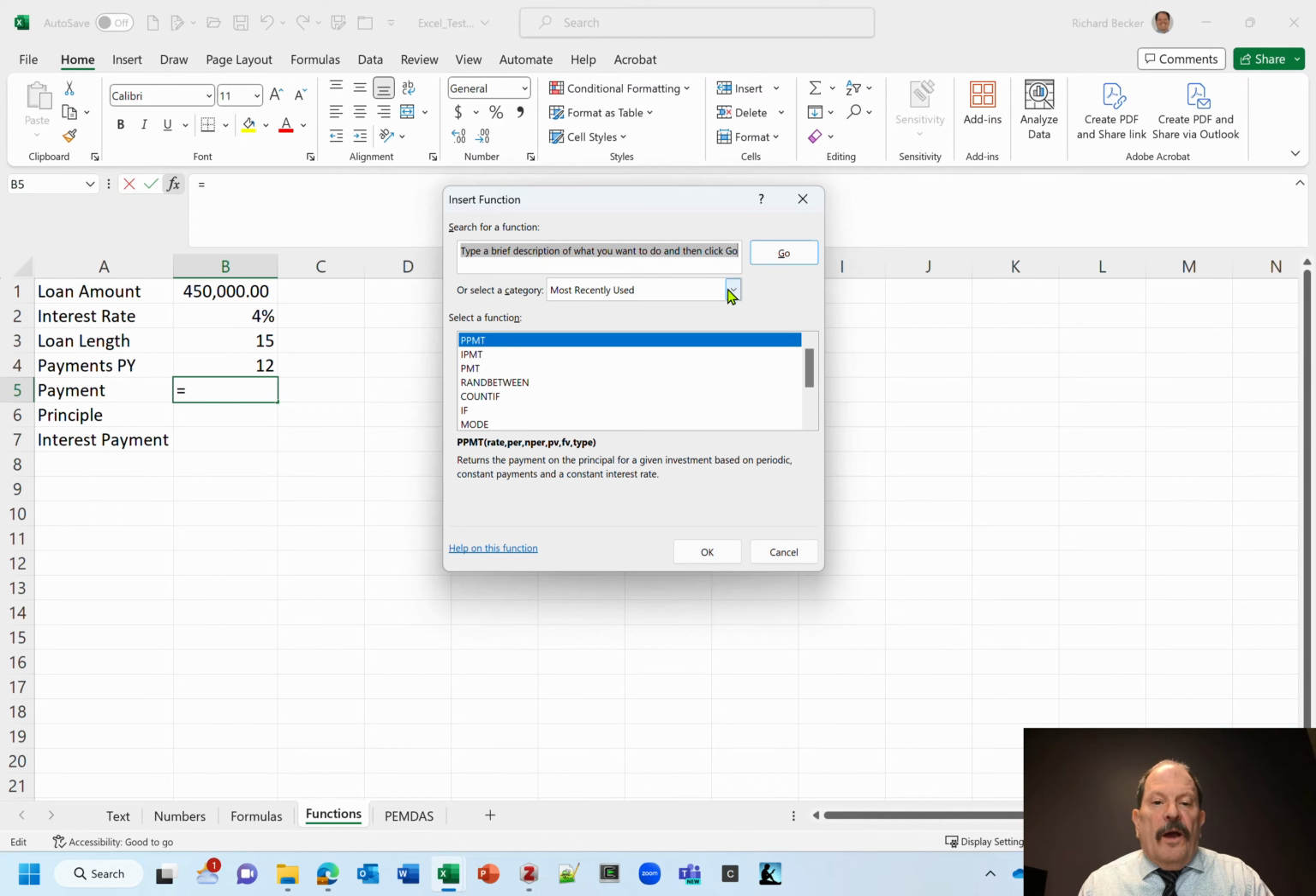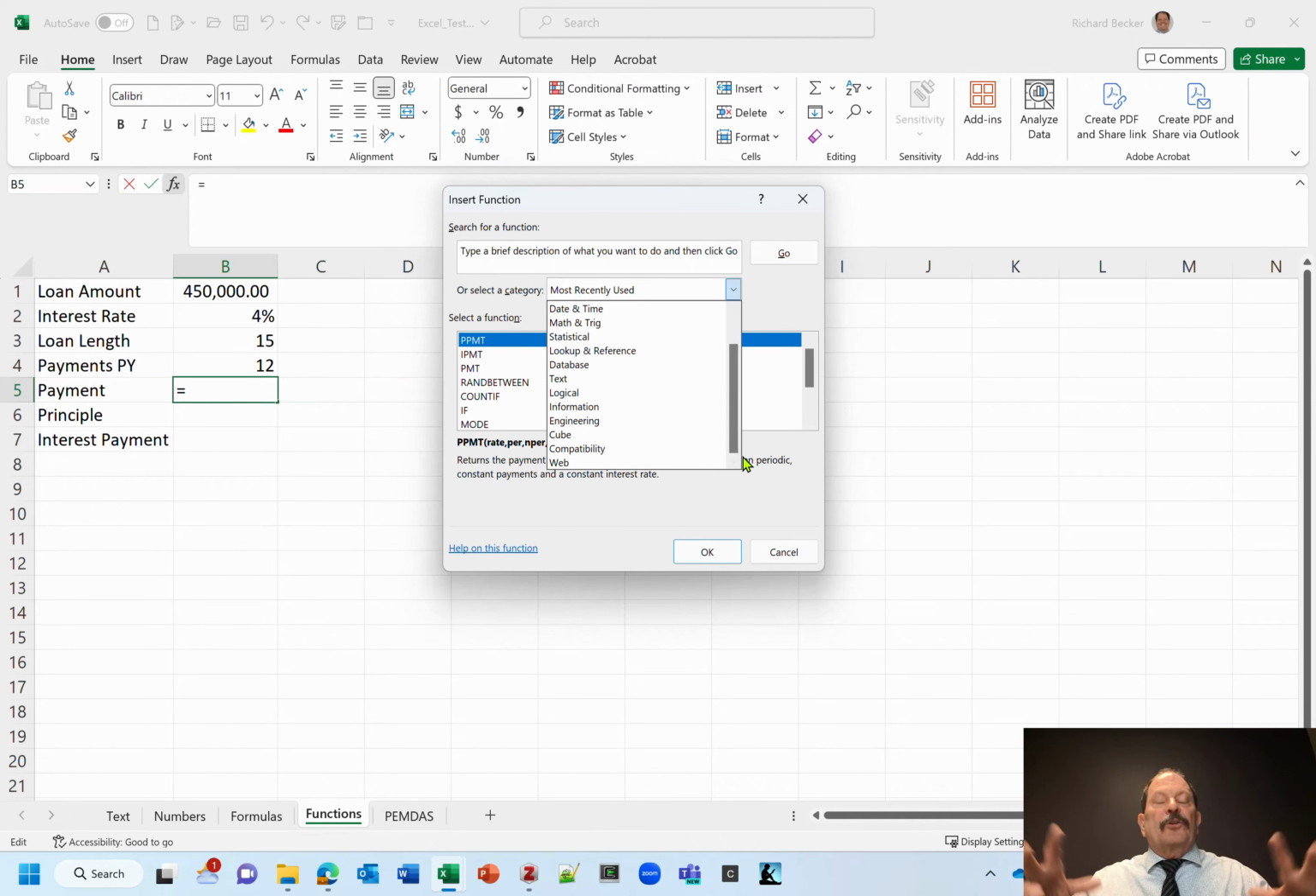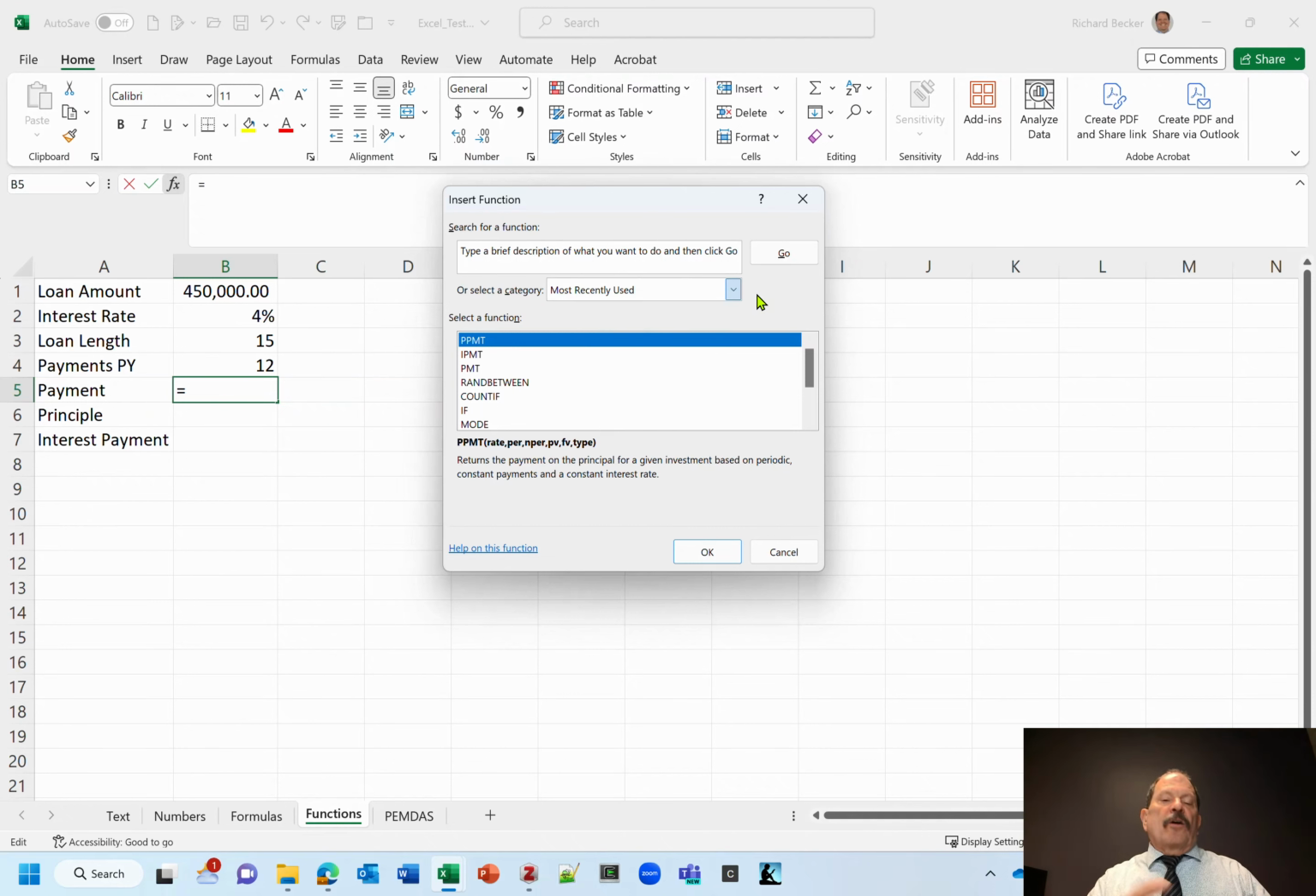If I were to do the drop-down on most recently used, you'll see all of the different groupings of functions that are available to us, all right? And with additional add-ons to Excel, you can add additional functions that you might end up using for your job.